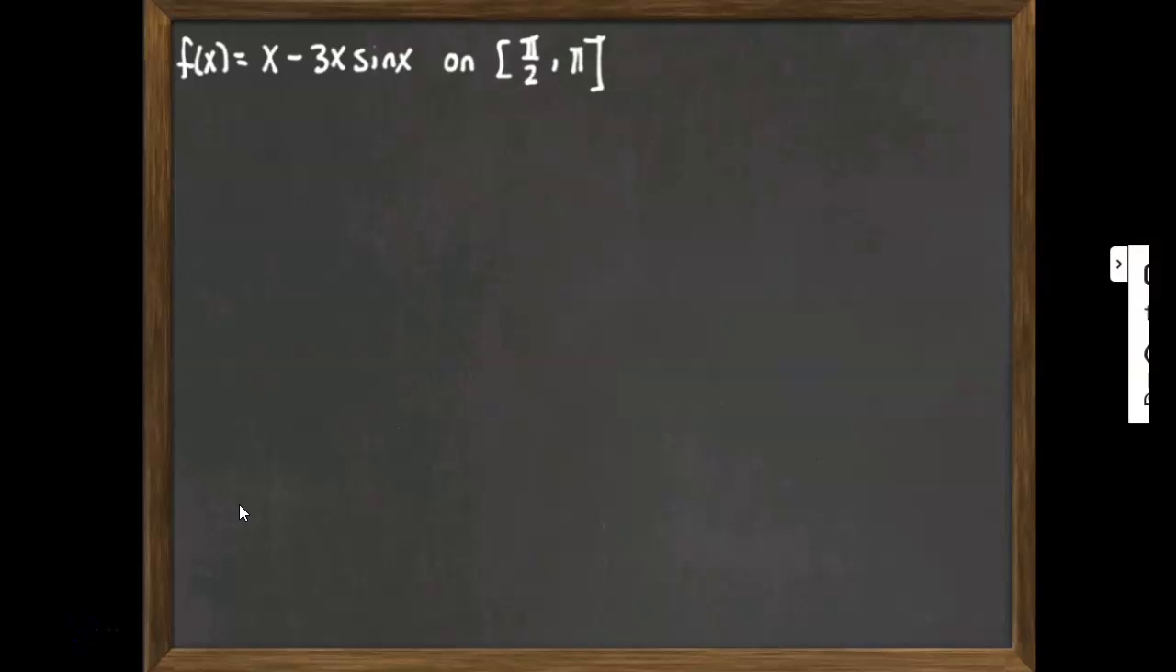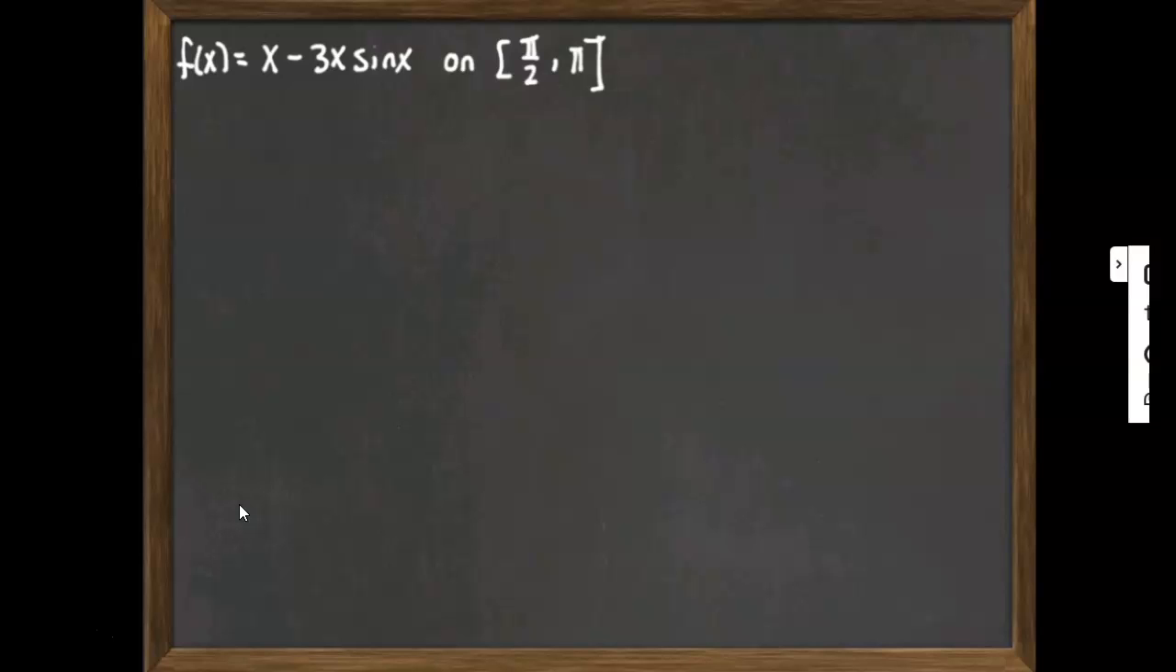Okay, so let's consider this example here. We're looking at f of x equals x minus 3x sine of x. We want to find any zeros, or this zero, I'm telling you that it's only one, that falls between pi over 2 and pi. So we want to find the zero using Newton's method that falls between pi over 2 and pi.